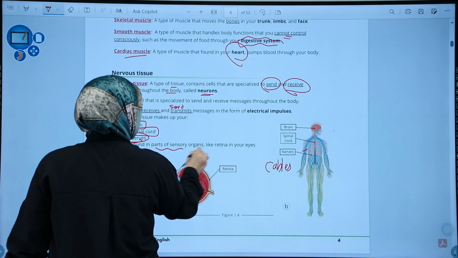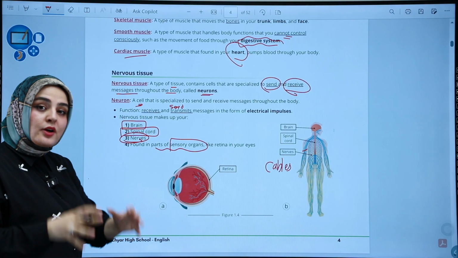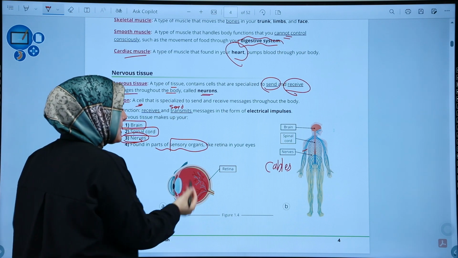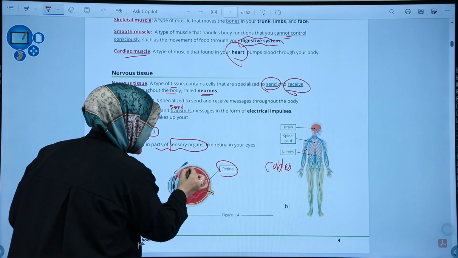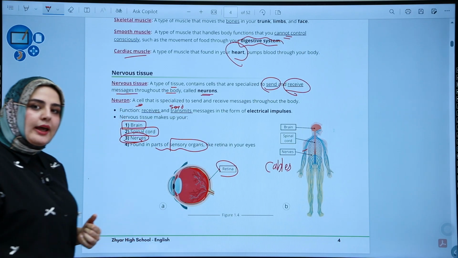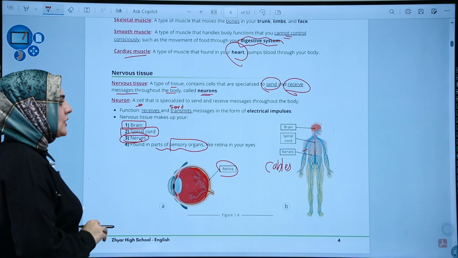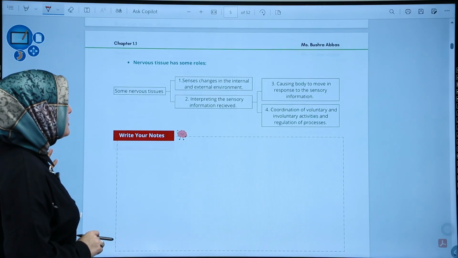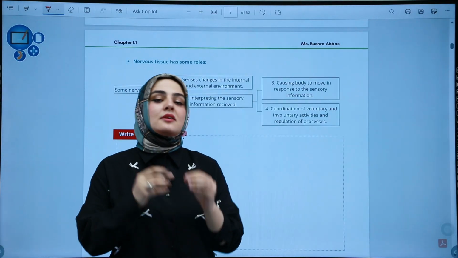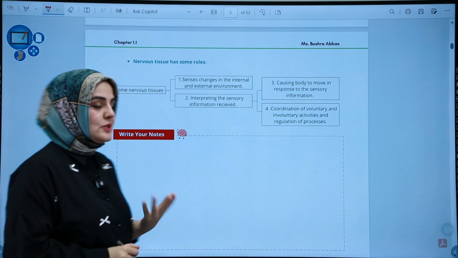Then you have parts of sensory organs. Sensory organs are specialized areas where we can bring information back to the body and the brain. Okay? One area in specific is the retina. It's a layer within this part of the eye. It's made of nerve cells, especially that one. Okay? Good. Now, about nervous tissue. Nervous tissues have some roles. When I memorize functions, I start with a verb. Starting with a verb helps you to memorize it way faster, so do the same thing.